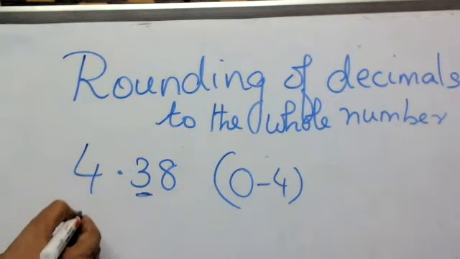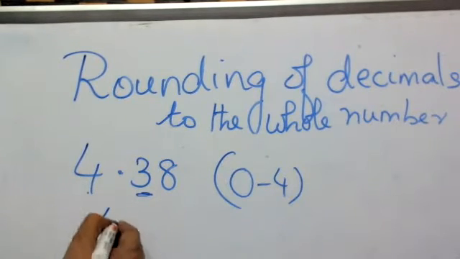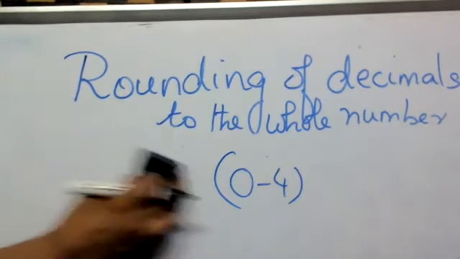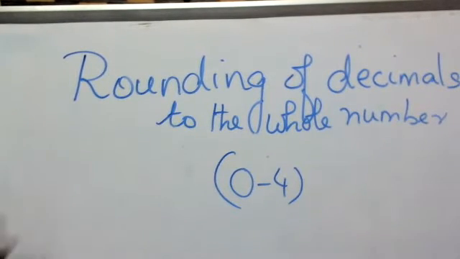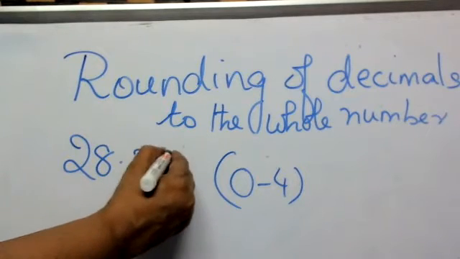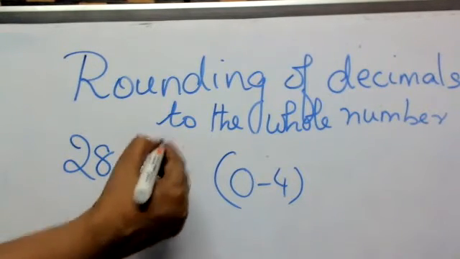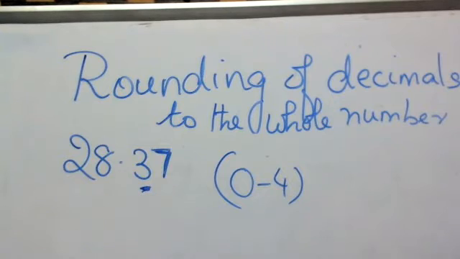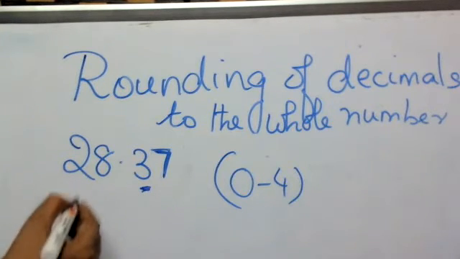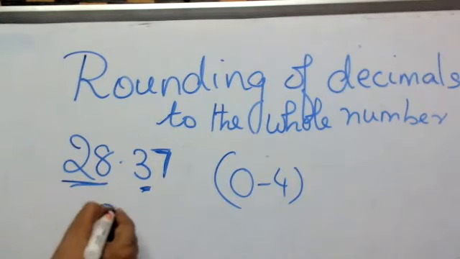So this number will remain as it is. So the answer is 4. One more we will see. If the number is 28.37, check the tens place. Okay. So this number will remain the same.